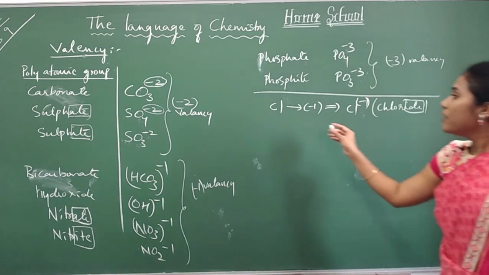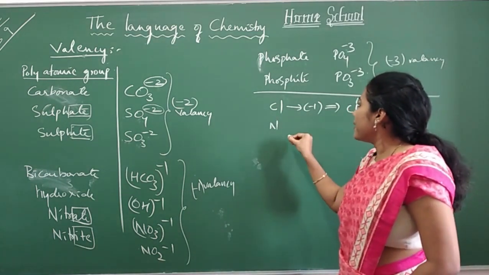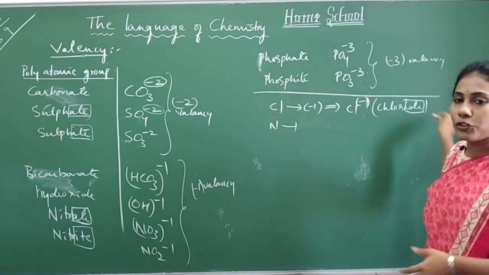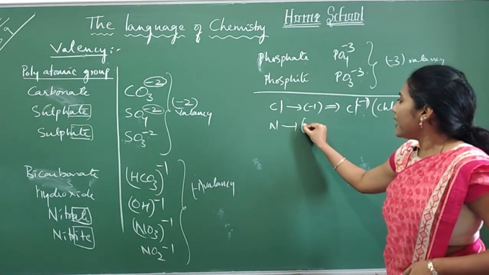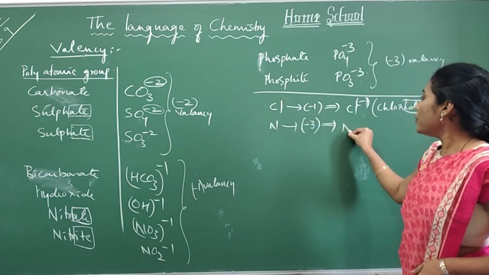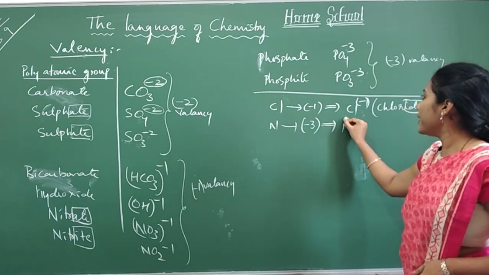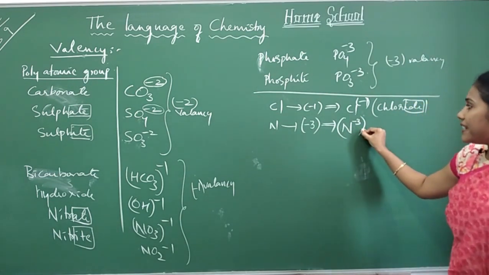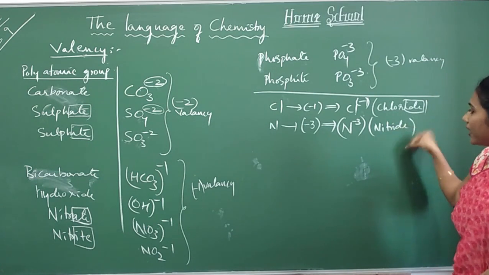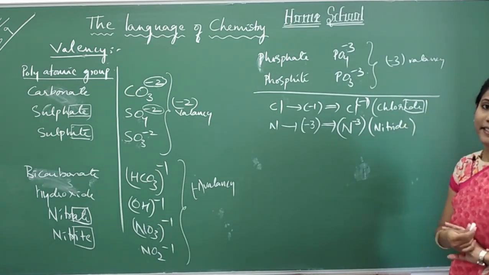Similarly, nitrogen. What is the valency of nitrogen? Previously, I gave you group-wise valencies. Nitrogen valency is minus 3. Along with the valency, if you write N minus 3, this is called nitride. It is not nitrogen, it is called nitride.